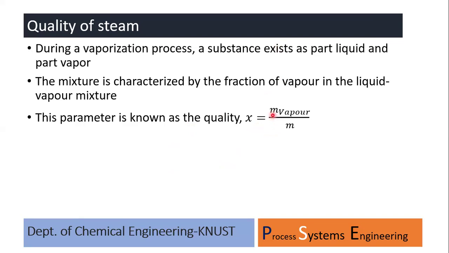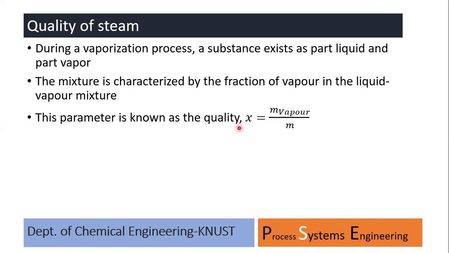So if I have the mass of my vapor divided by the mass of the mixture, that gives what we call the steam quality, right? If the steam quality is 1, it means that all of what I have is just vapor, so the mass of the vapor is equal to the mass of the system. If the steam quality is 0, it means that everything I have is liquid, so the mass of the vapor is 0. 0 over m will give me 0.